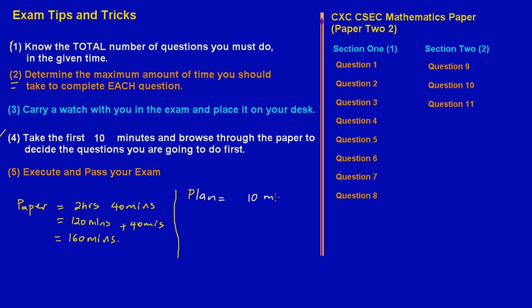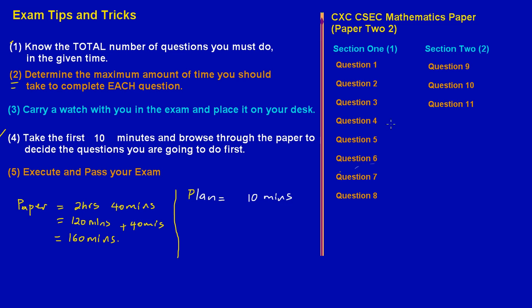What this means is that you're going to use this 10 minutes to browse through the entire paper, and you're going to decide the easiest questions to begin with. Okay, so it simply means you may find question 5 to be the easiest question for you, and then you may find question 2 to be the next in line, then question 4, then 3.